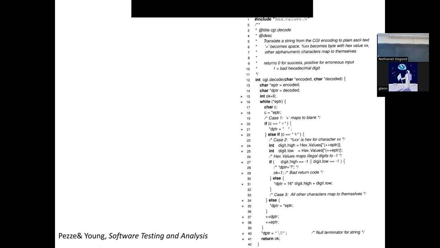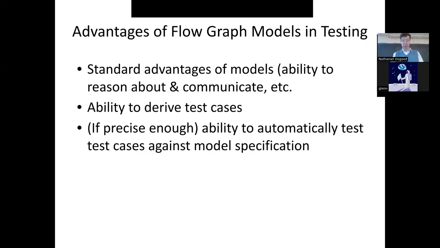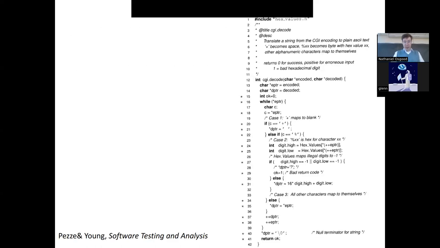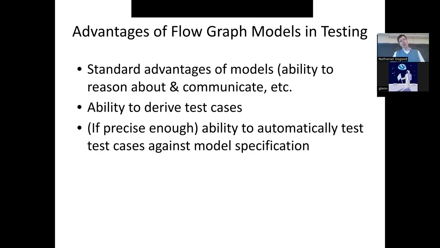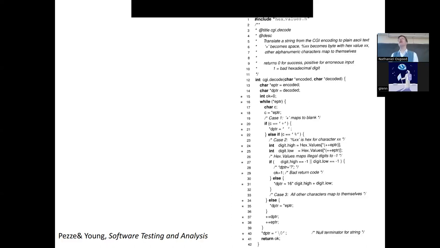It takes in a CGI encoded string with percent signs and pluses and turns it into a regular string that, when CGI encoded, gives that input. Okay, that's the idea. Now, here and elsewhere, one of the big tricks is we're going to take what we want to test and turn it into a flow graph.